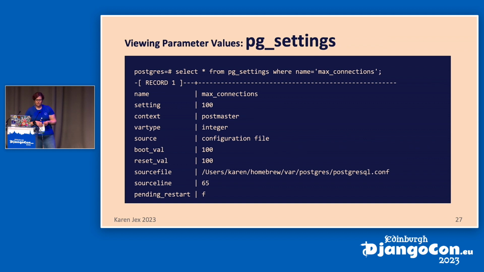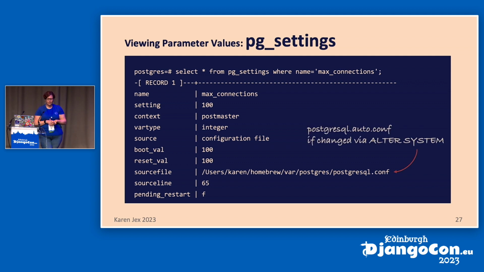In the pg_settings view, here I've got an example for the max_connections parameter. For legibility, I've left out a few of the columns. I've just given you the most useful ones. But you can see here that this particular value is coming from my postgresql.conf. If you change that value via an ALTER SYSTEM, then that would show you postgresql.auto.conf. So you can see if that's been changed. You can see that Postgres has written that to the auto.conf.